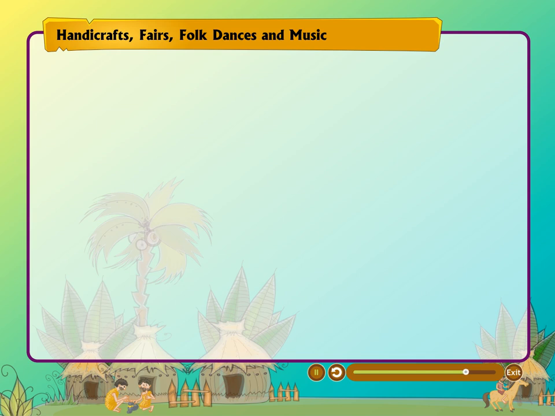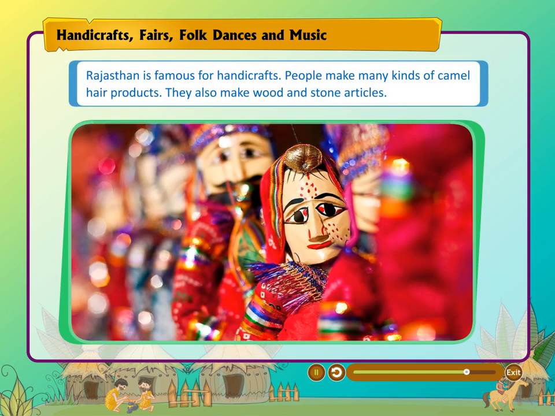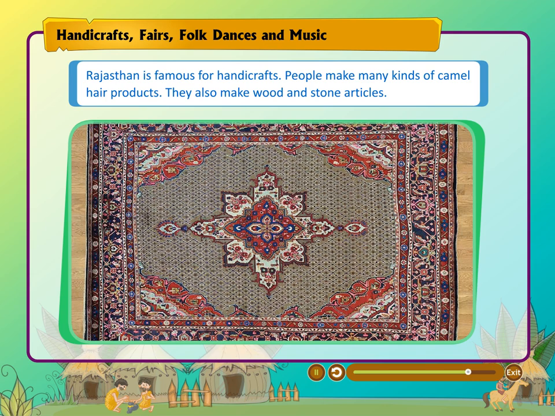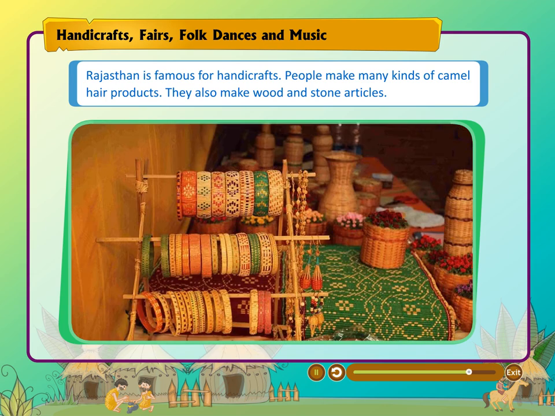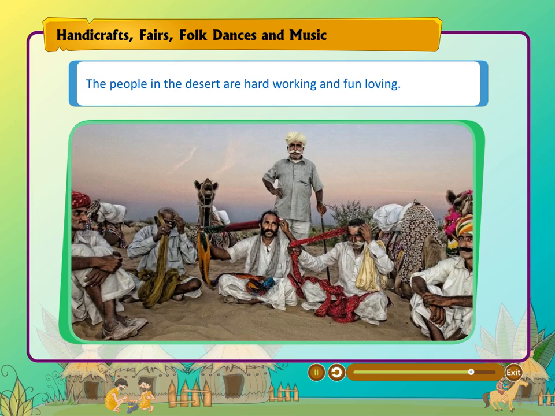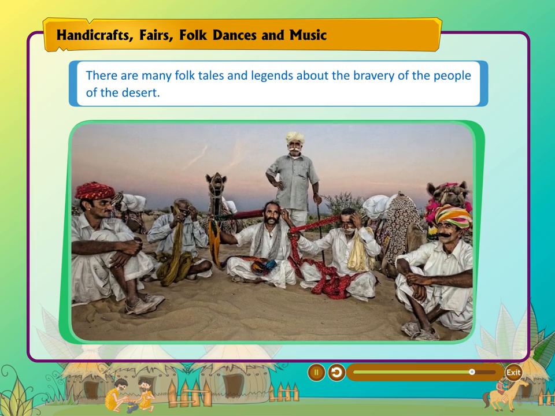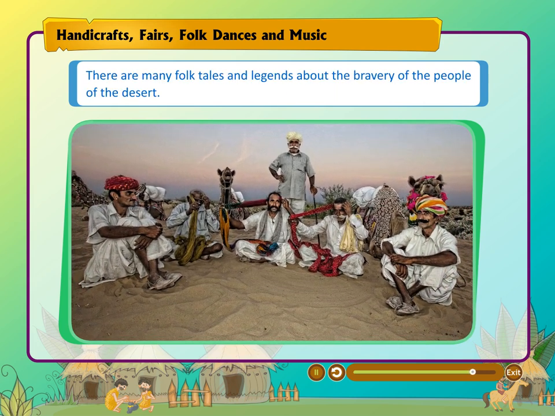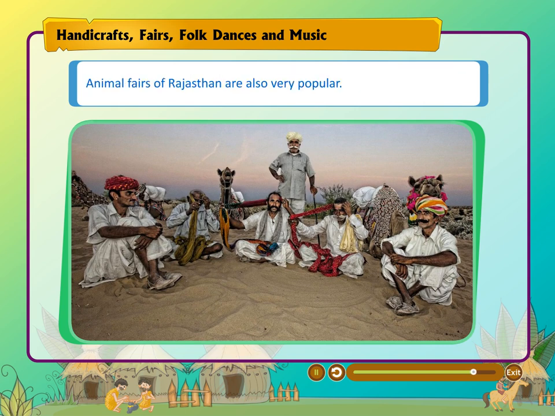Handicrafts, fairs, folk dances and music. Rajasthan is famous for handicrafts. People make many kinds of camel hair products. They also make wood and stone articles. The people in the desert are hard-working and fun-loving. There are many folk tales and legends about the bravery of the people of the desert.